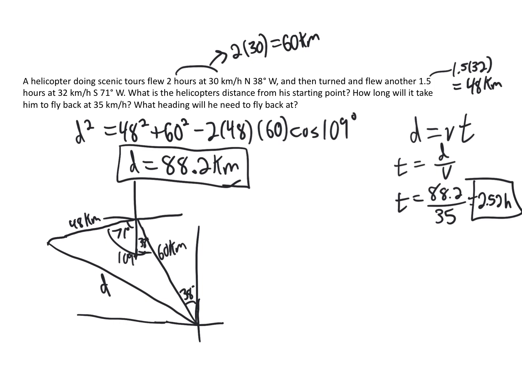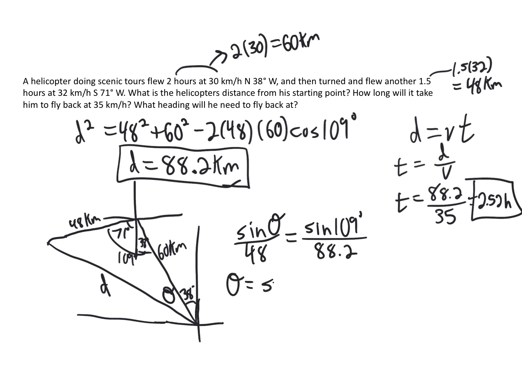From there, we need to figure out the heading. And this is where it gets a little tougher. First thing I'm going to do is find this theta using sine law. Sine theta over 48 equals sine 109 over 88.2. So theta equals sine inverse of 48 sine 109 over 88.2, which is about 31.0 degrees.